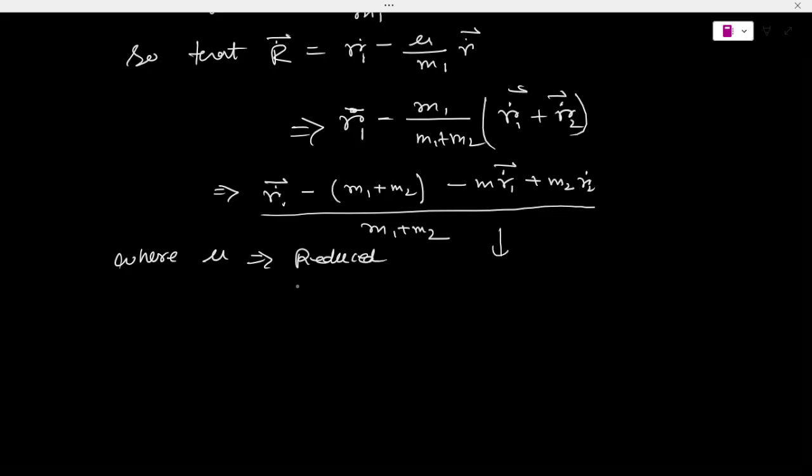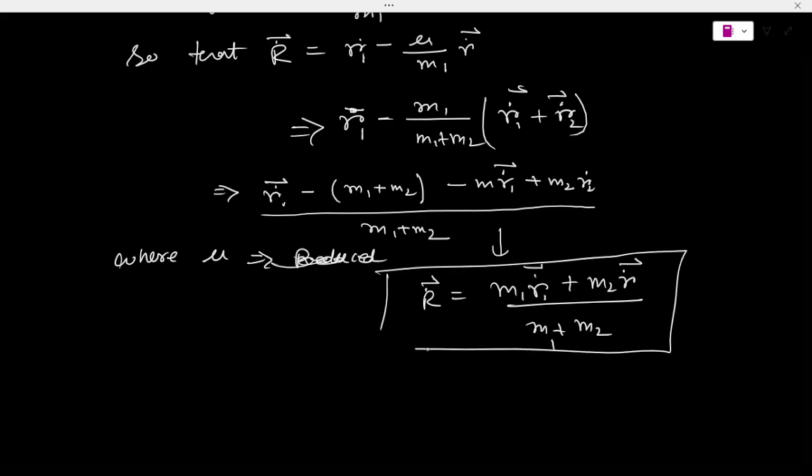No, wait. Reduced mass will come later. So before reduced mass, okay. So M1 M2, so after that it will be R divided by R, M1 R dot 1 is equal to plus of M2 and R2 dot divided by M1 plus of M2. So this will be the ultimate thing.